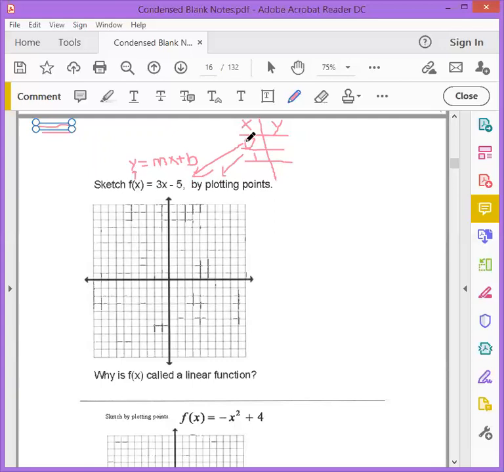So let's find the value of the function when x is 0. So f of 0 equals, we have 3x minus 5, but everywhere x is, we're substituting 0. So 3 times 0 minus 5. 3 times 0 is 0. And 0 minus 5 gives us negative 5. So the value of the function when x is 0, our y coordinate also will be negative 5.